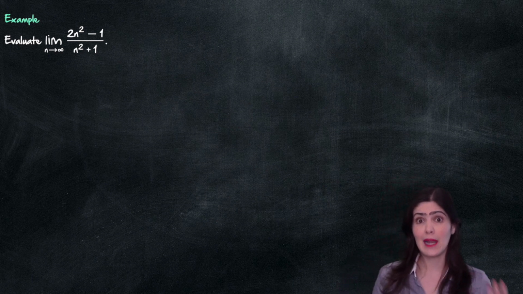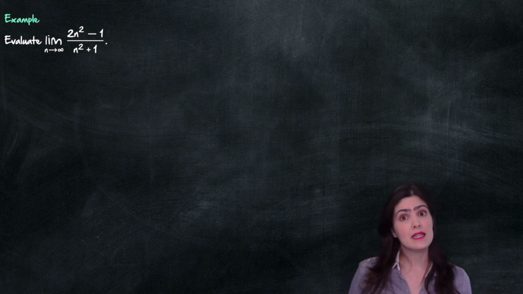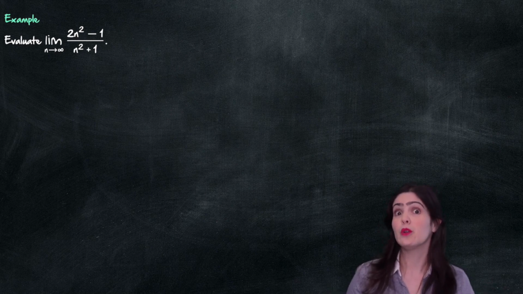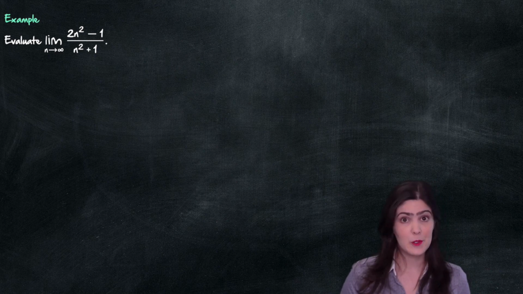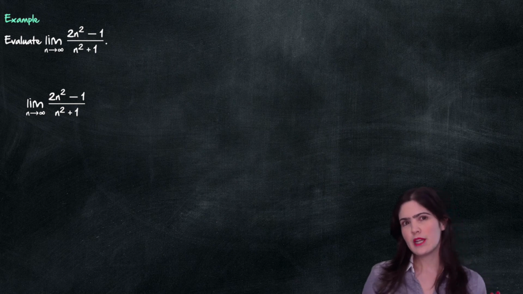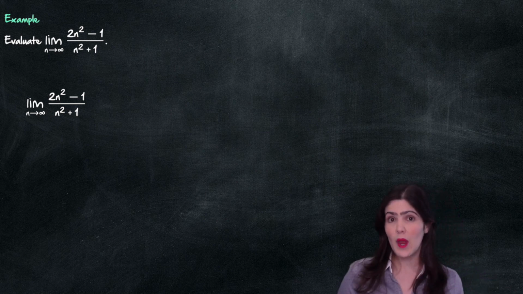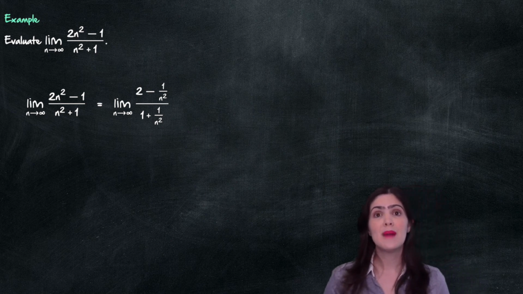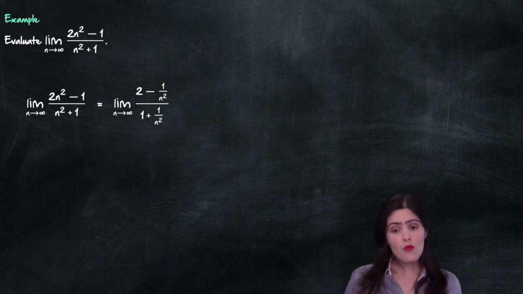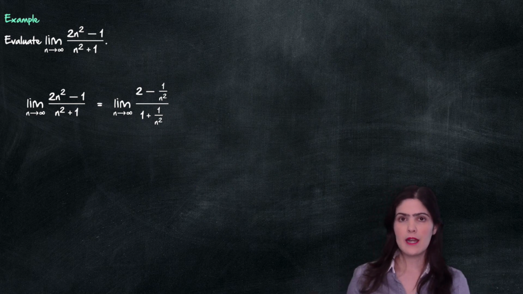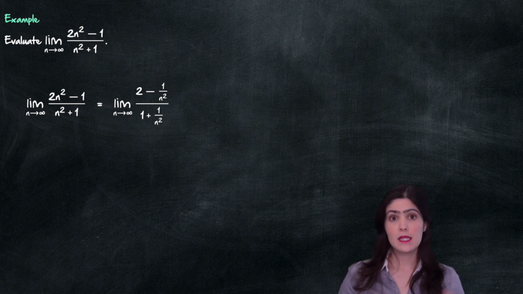So can we find this limit in a more efficient way? Let's see what we would like to do, and then the next theorem is going to tell us that indeed our dreams can come true and that what we would like to do is indeed allowed. So you see, if we start with this and I divide the numerator and the denominator by n squared, we end up with the limit as n approaches infinity of (2 minus 1 over n squared) over (1 plus 1 over n squared). Now, 1 over n squared is the same as 1 over n times 1 over n.